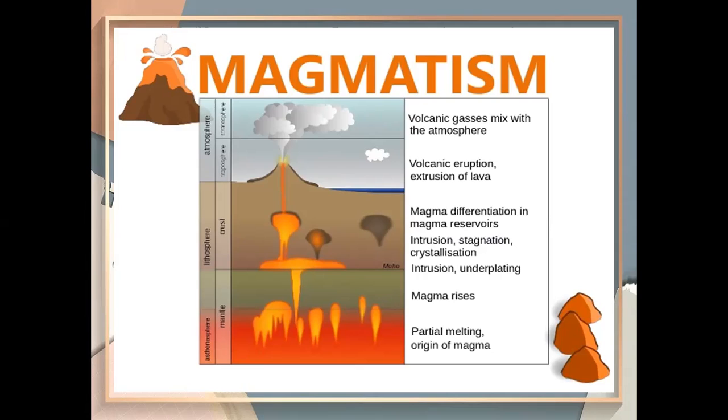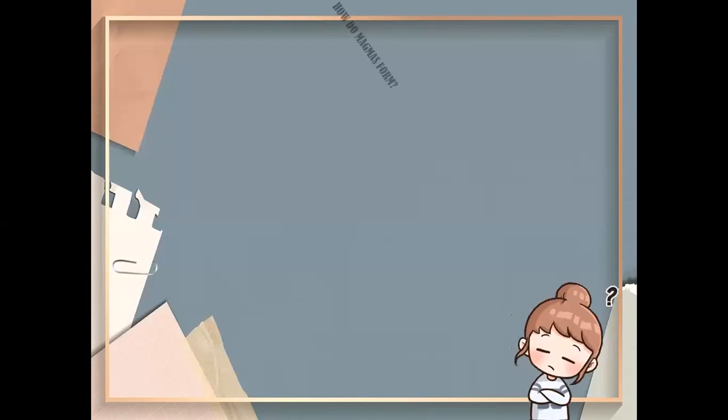Nagkakaroon siya ng iba't ibang klaseng pagkakahati-hati. Then when the volcanic eruption, lalabas si lava from the magma. Then volcanic gases mix with the atmosphere, and ayun yung nagiging process natin: from the asthenosphere to lithosphere to atmosphere for the magmatism.